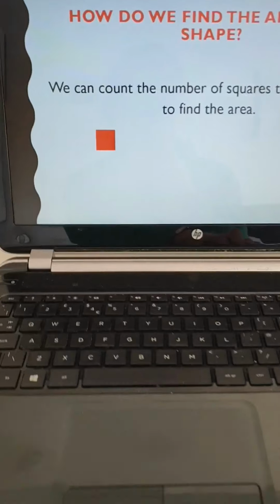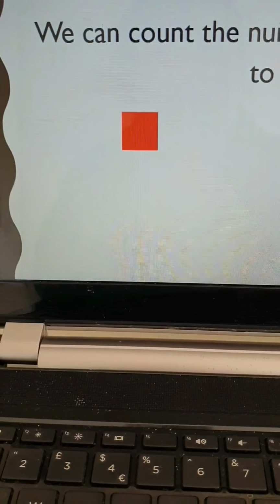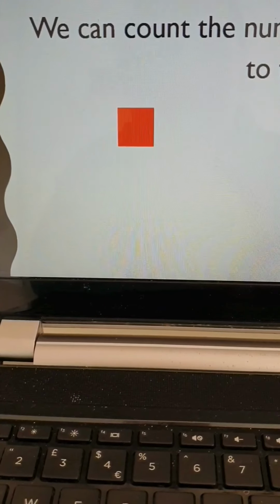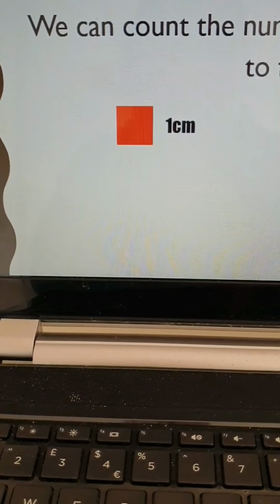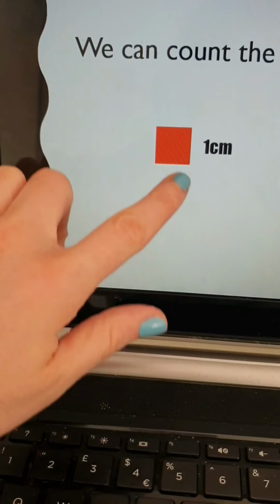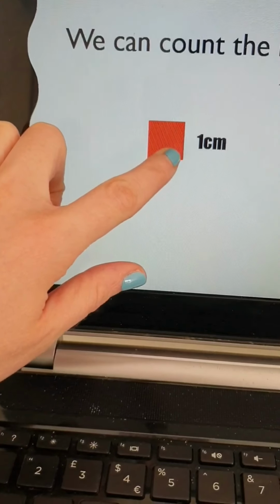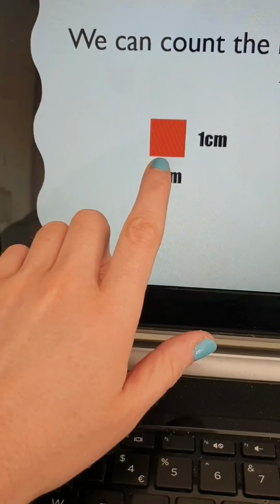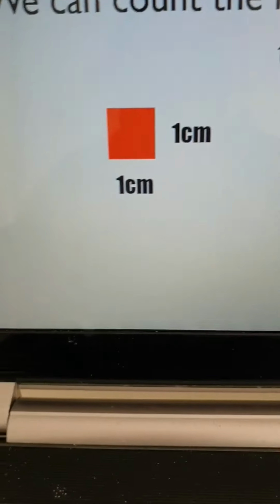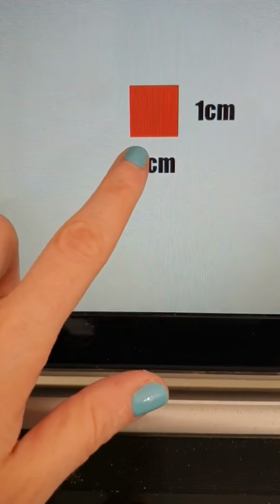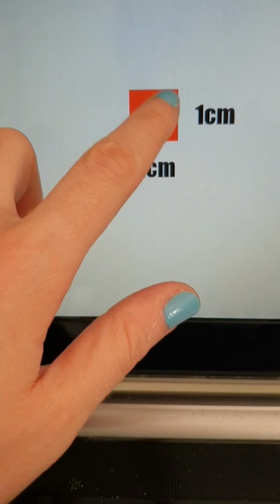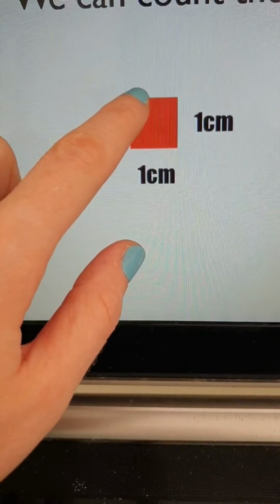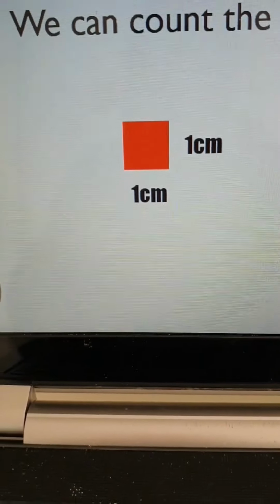So we have a little square here, all right? And if you remember from last week, we learned how to measure with a ruler. So we're just going to roughly say that the length from top to bottom here is 1 centimeter, and the length along here is 1 centimeter. And that would make sense because a square has the same length the entire way around. So the length from here would be 1 centimeter and the length from here would be 1 centimeter, okay?